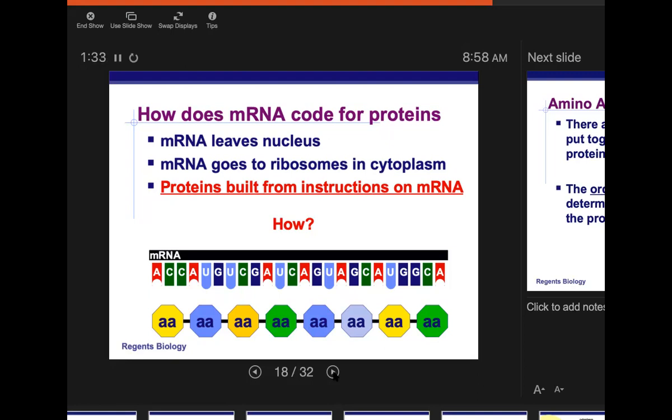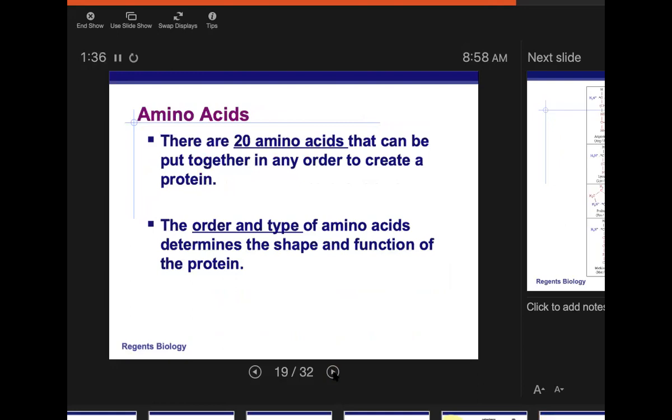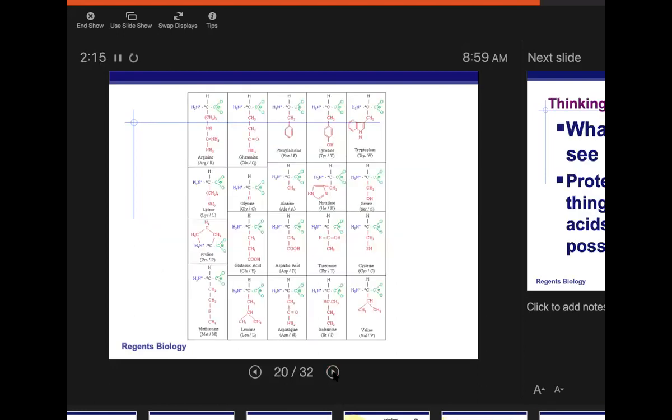So, a little review. Remember that there are 20 amino acids, and they can be put together in really just a limitless number of different orders to create different proteins. So, the order and type of amino acid determines the shape and the function of the protein. And so, if you don't bond the amino acids together correctly, the protein will have the wrong shape and it will not be able to do its job. So this process is extremely important, and it is important that it's done correctly. Now, these are the 20 amino acids.